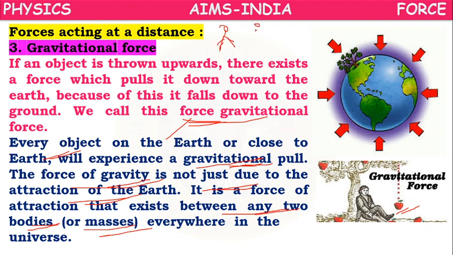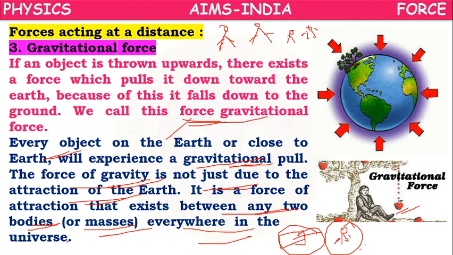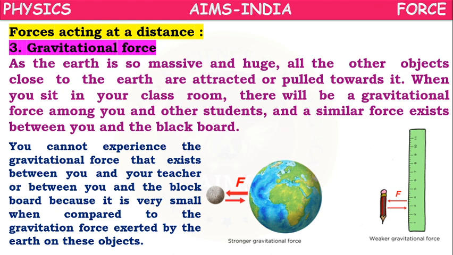Suppose students are in a classroom: between one student and another student, there will be a gravitational force. Or between student and teacher, there will be a gravitational force. Or between the bench we are sitting on and the student, gravitational force will be there. On the earth, between any two objects, any two masses, or everywhere in the universe, between any two bodies, this gravitational force will be there.